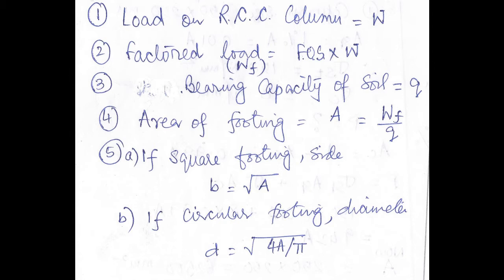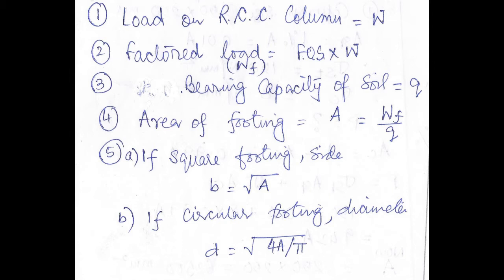Step number 2: factored load, that is W subscript F. Factored load is equal to W into FOS, that is the factor of safety. This is the second step. The third step is the bearing capacity of the soil, denoted as small q. It will also be given in the question.